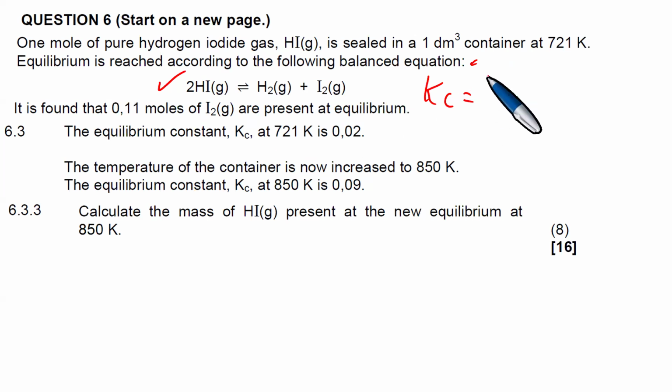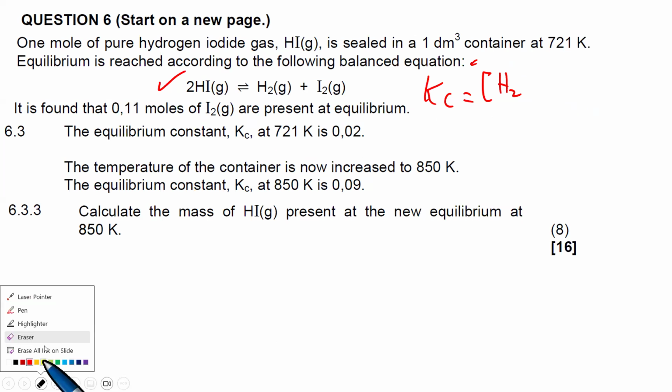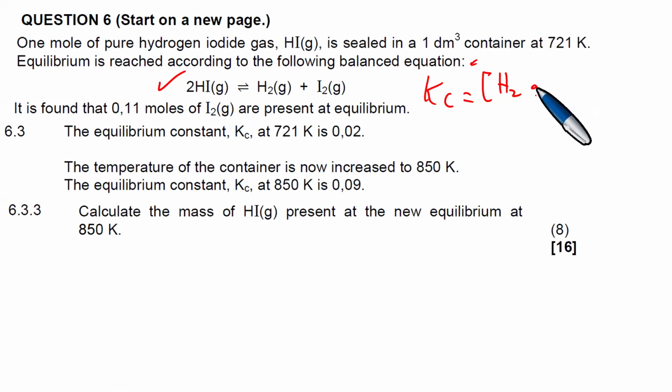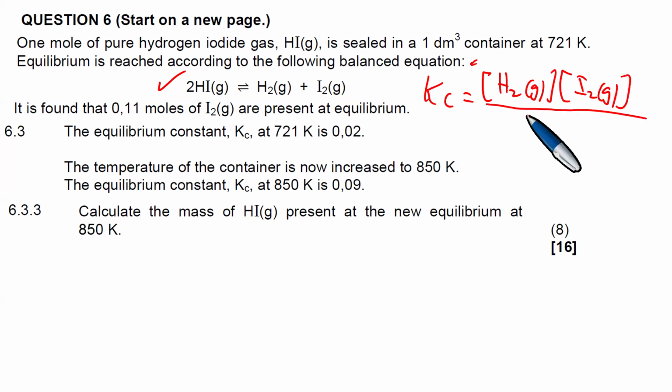The KC is the concentration of hydrogen. We're taking the products, hydrogen and also iodine, and we divide by the hydrogen iodide gas. We square this because of the number of moles of the hydrogen iodide too.